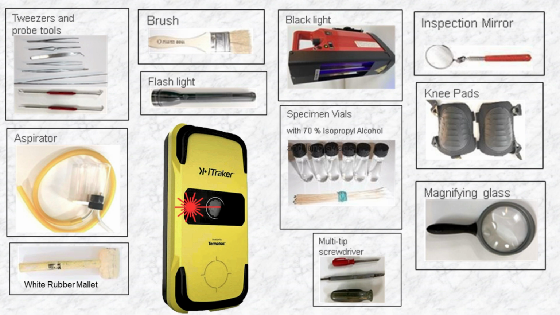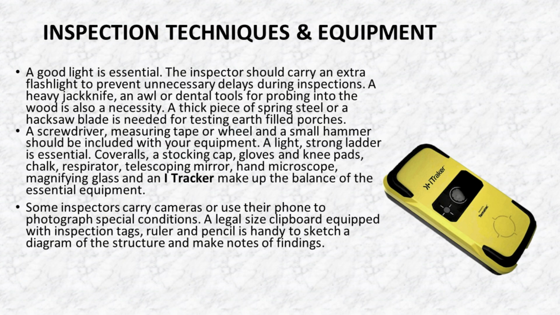And of course, a Termatrac eye tracker we really like, because there's a lot of functions that can help you do a great inspection. Inspection techniques and equipment. As we mentioned before, good light is essential. The inspector should carry an extra flashlight to prevent unnecessary delays during inspections. A heavy jackknife, awl, or dental tools for probing into the wood is also a necessity.